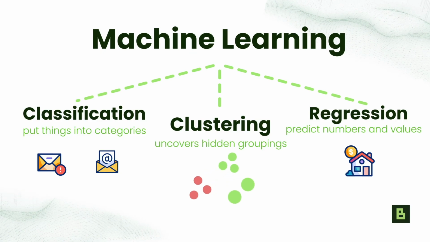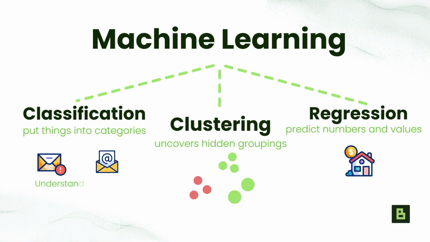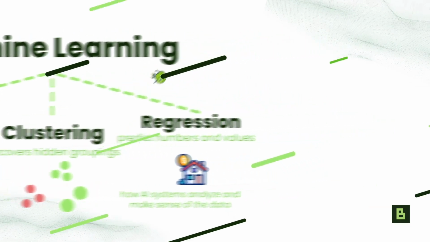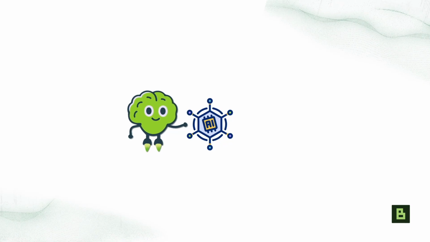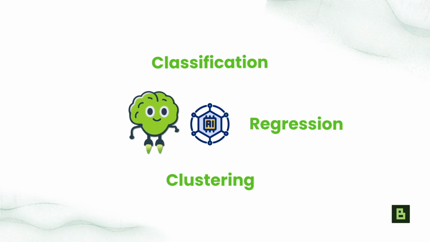Each technique has its own strengths and use cases, and together they form the core toolkit for many AI applications you see in the world today. Understanding these concepts is essential not just for technical experts, but also for anyone who wants to grasp how AI systems analyze and make sense of the data around us. As you continue your AI journey, you'll encounter these ideas again and again in more complex and fascinating ways. And remember, behind every smart AI application, there's a simple concept like classification, regression, or clustering quietly doing the heavy lifting. Let's keep building on this foundation in the next chapters.